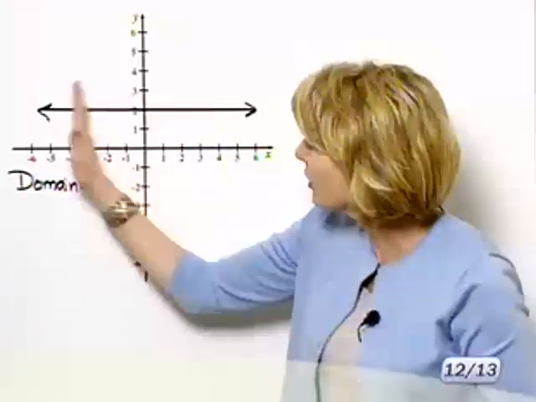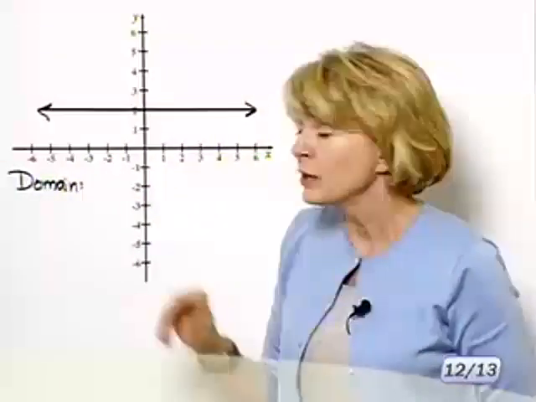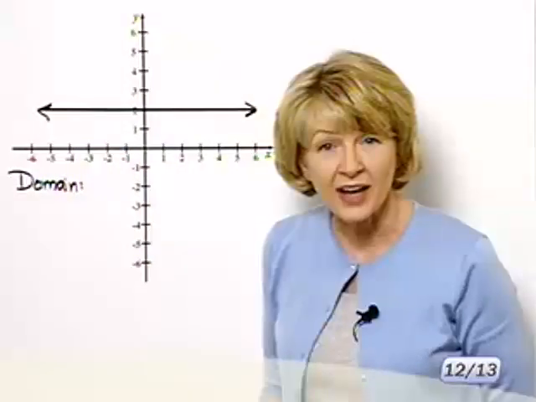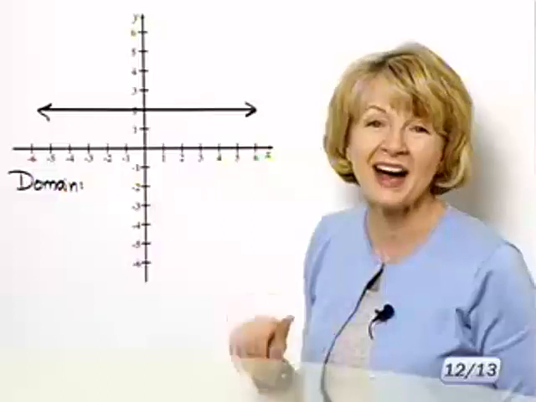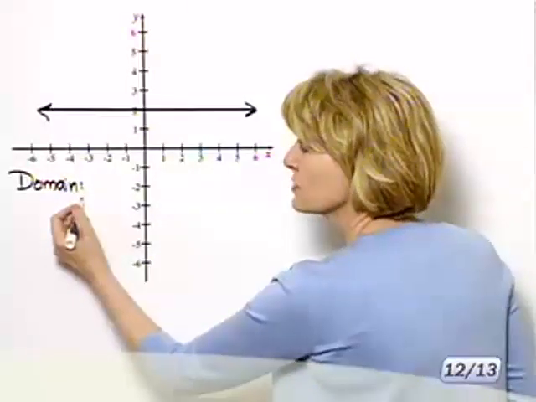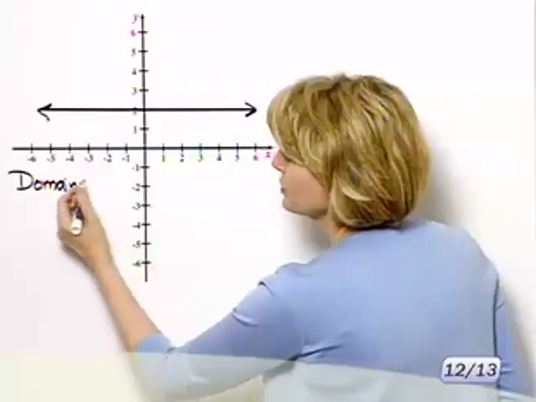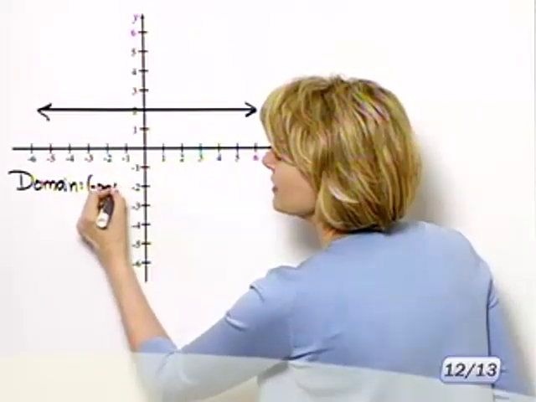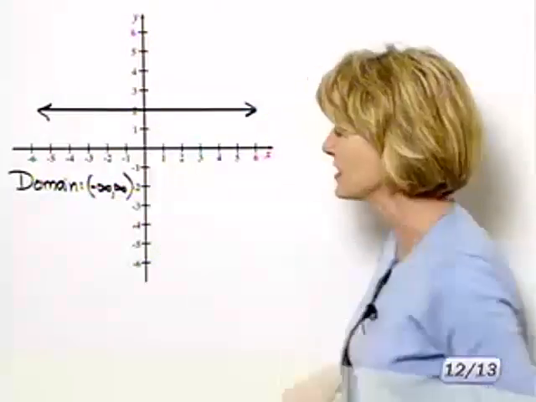So, how far left does this graph go? Well, it is going toward negative infinity. How far right? It's going toward positive infinity. So, as far as x values go, in interval notation, the domain is from negative infinity to infinity.